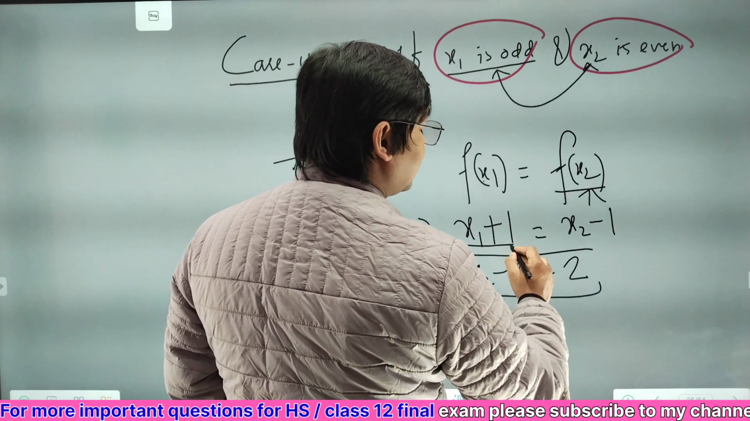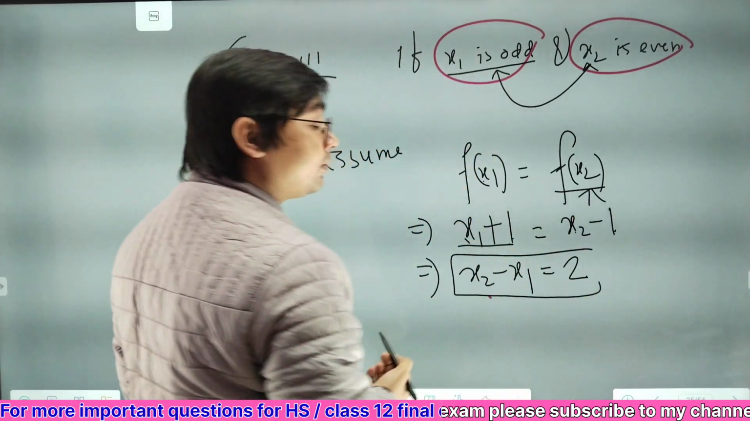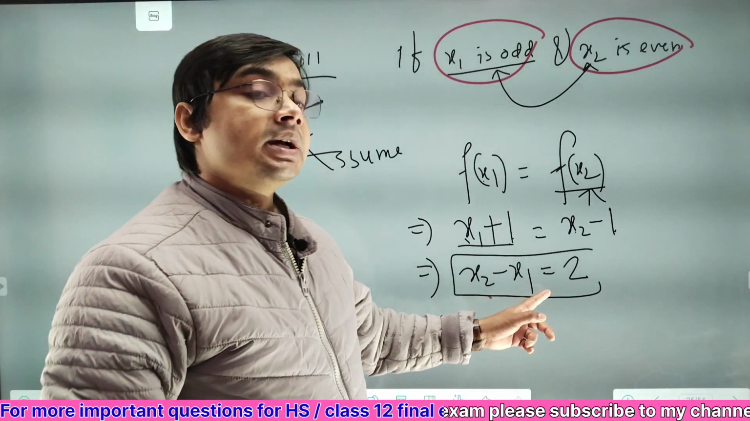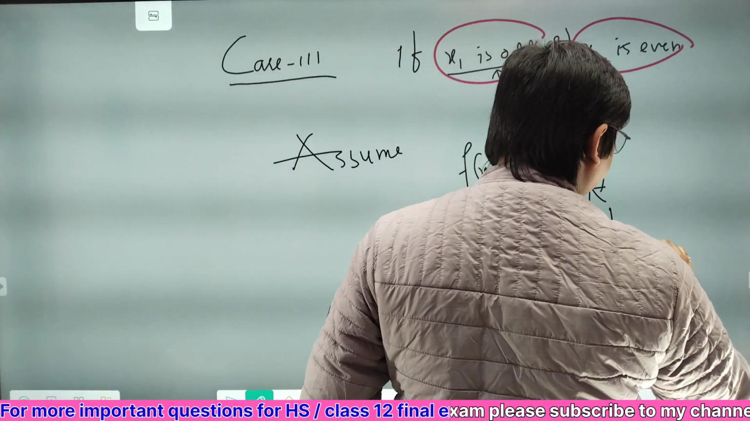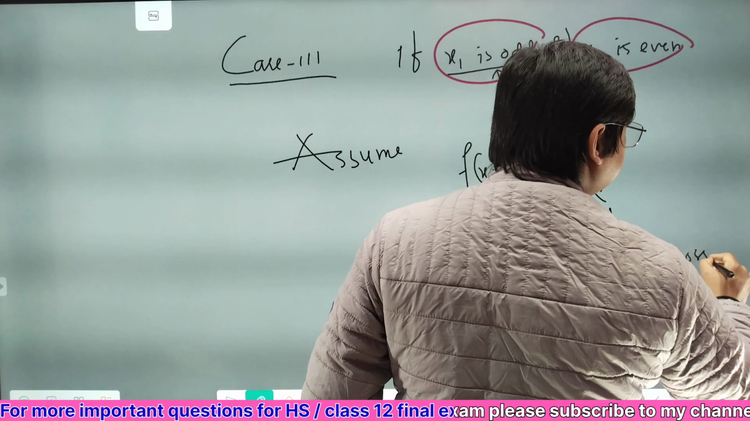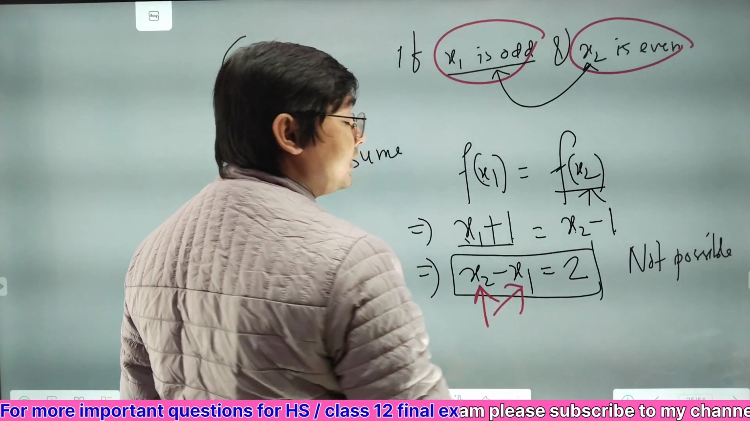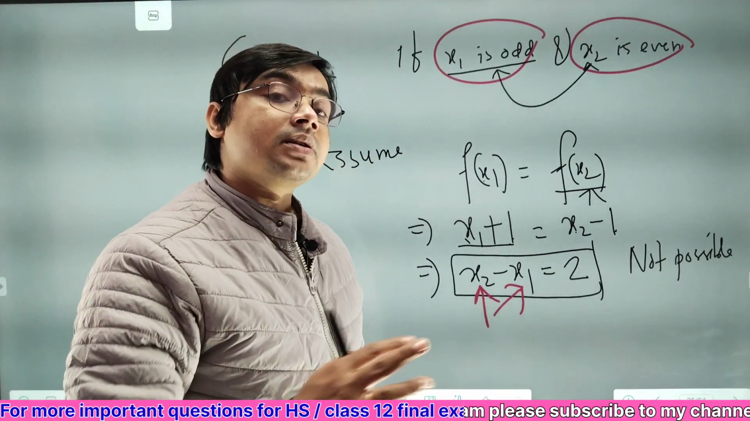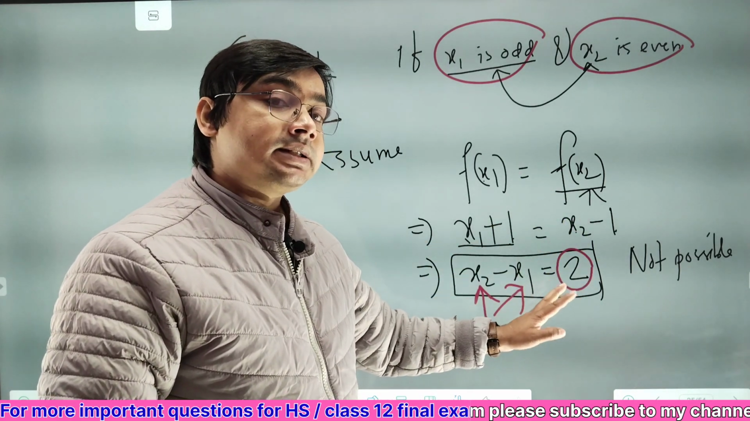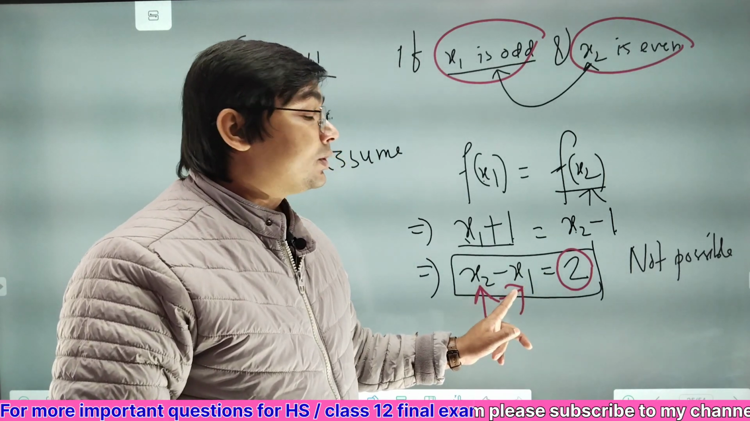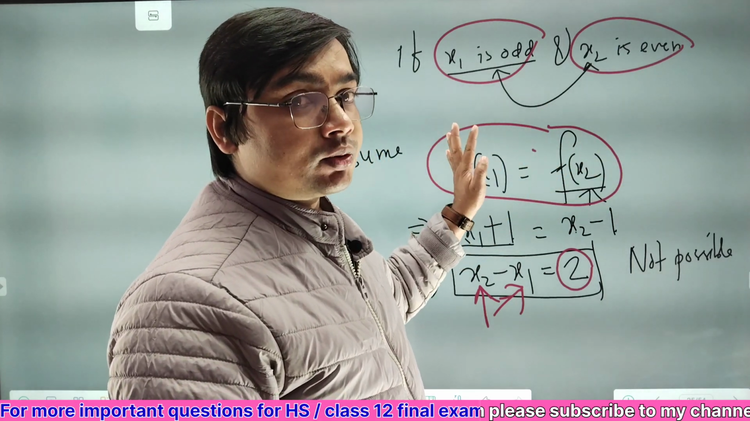Taking minus 1 to the other side gives 2, and taking x1 to the right side, x2 minus x1 will be 2 here, and this is not possible. Why is this not possible? Because this is an even number and this is an odd number, and the difference of an even and an odd number is always odd. But here this 2 is an even number, so this is not possible. That means their images are not equal here. Our assumption is wrong.